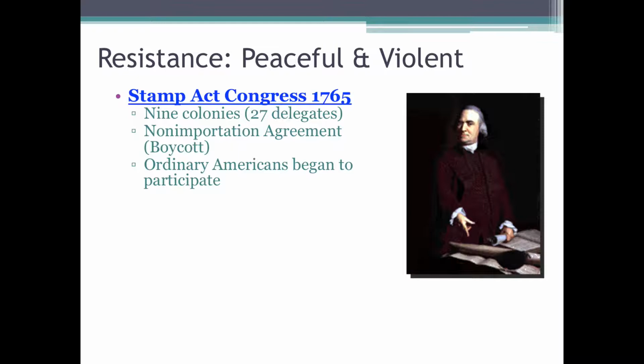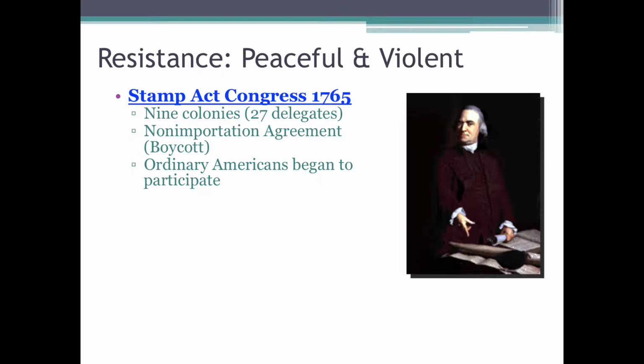They formed the Stamp Act Congress, 1765. Nine colonies, nine out of the 11, sometimes referred to as the Loyal Nine, sent 27 delegates. And they began to argue and debate what exactly should we do, how should we resist, and they come up with non-importation agreements, basically what we would call a boycott. Americans are not going to buy any British-made products, nor will they allow certain items to leave the colonies. They're going to try to hurt the British financially.